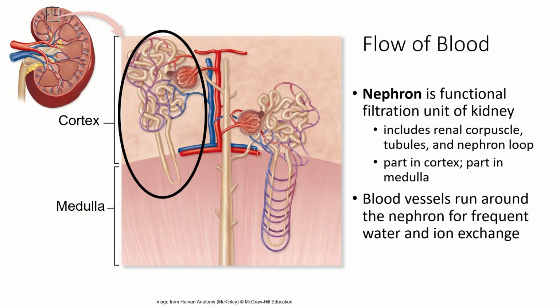All right, so let's talk about some of the other stuff that's going on here. So this wackadoodle looking thing here and this wackadoodle looking thing here is called a nephron. The nephron is the part of the kidney, this system of tubes that is actually doing the filtration. It's tubes with blood vessels running around them so that water and ions can be very easily moved from the blood vessels into the tubules and then back into the blood vessels if it needs to be.